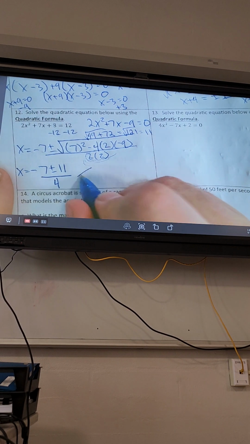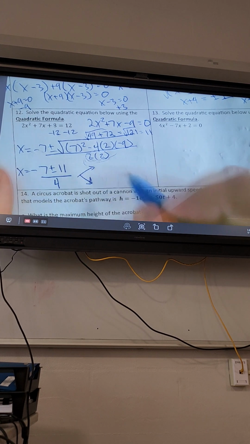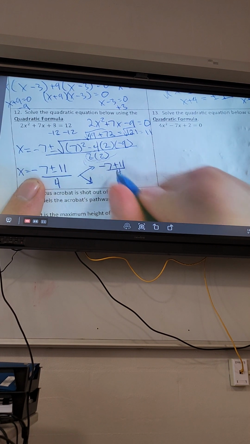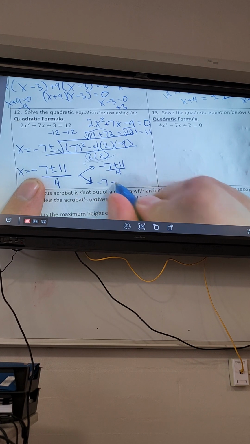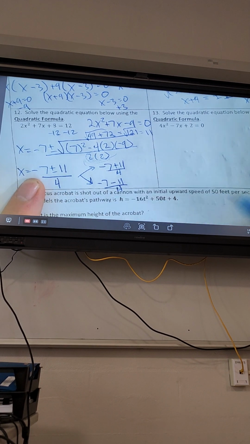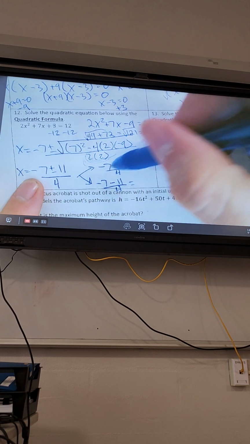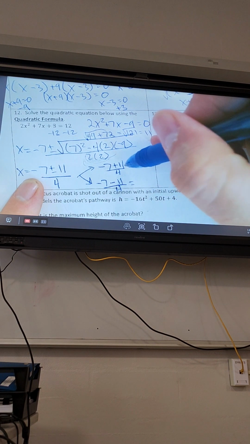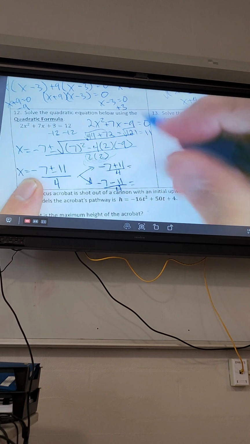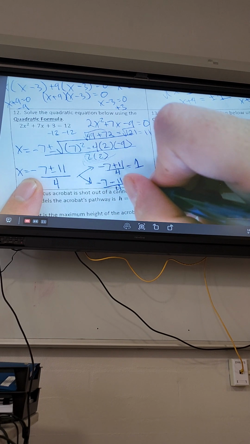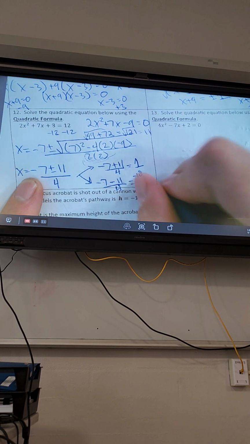So now we can create two different equations. So this will be negative 7 plus 11 divided by 4. And this will be negative 7 minus 11 divided by 4. Okay? So let's simplify the top first. Negative 7 plus 11, right? Isn't that going to be positive 4? It is. What's 4 divided by 4? 1. And on the bottom, negative 7 minus 11 is going to be negative 18 divided by 4.